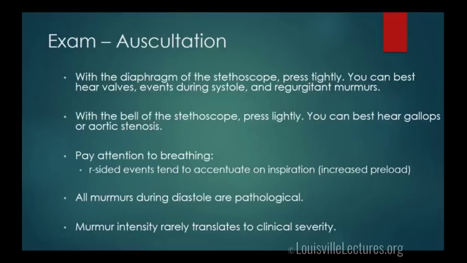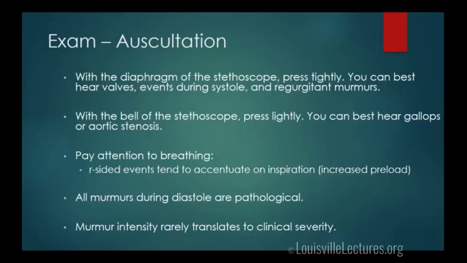But some of the things to keep in mind with auscultation: when you're using the diaphragm of the stethoscope, you would want to press very tight against the skin. And when you're using the bell of the stethoscope, you want to press very lightly or just let it rest against the skin. That's how you're going to get the best sounds from those. With the bell of the stethoscope, you can best hear gallops and aortic stenosis. And then with the diaphragm, you can best hear events during systole, and if you're suspecting a regurgitant murmur. Okay, so if you see something like that, you would use the diaphragm.